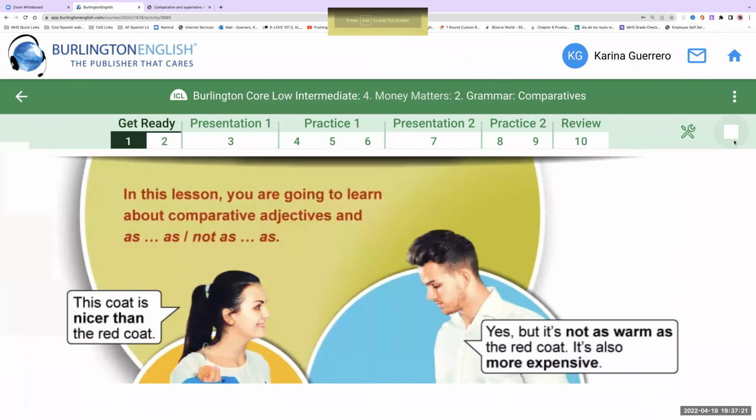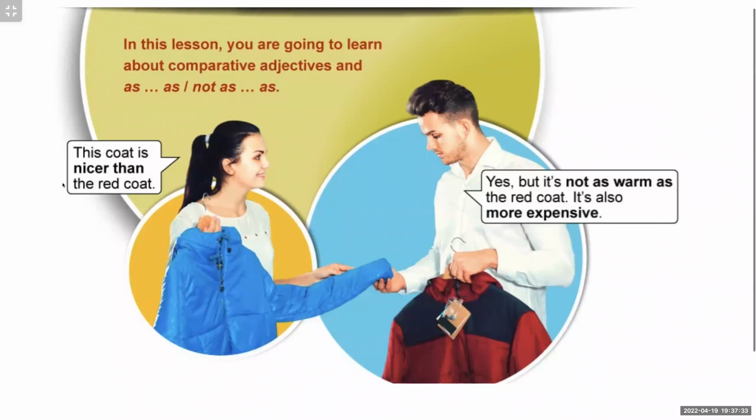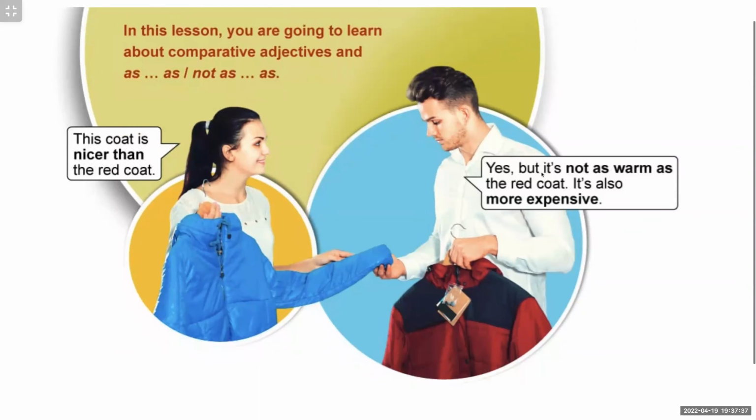On Thursday, we went ahead and had our introduction. We are comparing adjectives. Here you have a woman and a man. The woman says, this coat is nicer than the red coat. The man says, yes, but it's not as warm as the red coat. It's also more expensive. So here we have two great examples of what comparative adjectives do.